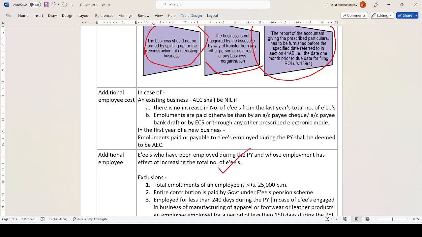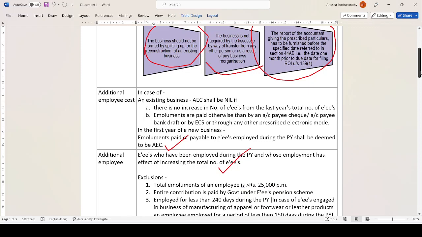So what is it for a new business? In the first year of a new business, emoluments paid or payable to the employees employed during the previous year shall be deemed to be the additional employee cost. Whoever is coming, everybody is new for me. Last year it was zero, current year is 100. So all the emoluments will be treated as additional employee cost.